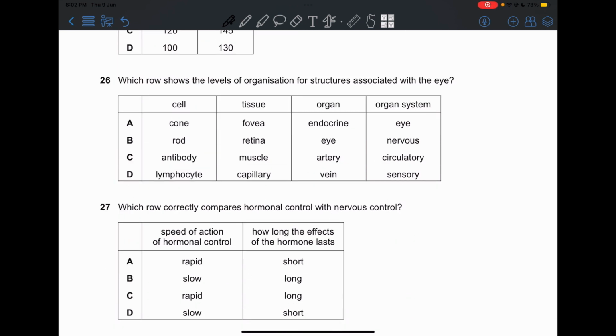26. Which row shows the levels of organization for the structures associated with the eye? Now over here, B is going to be the answer, because eye is an organ, tissue is a retina, and the cells are rod, and also the organ system is nervous. This is all correct options, so B.